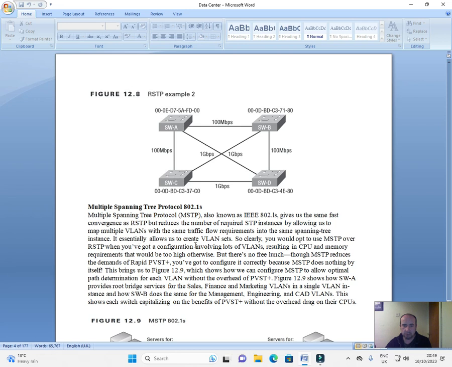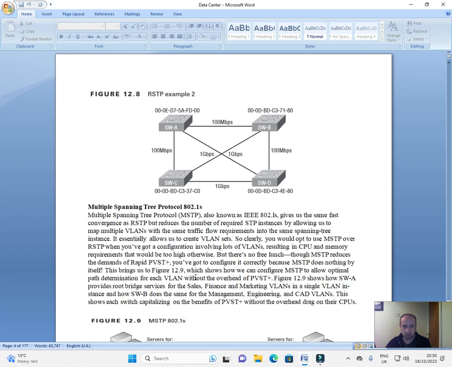It essentially allows us to create VLAN sets, so clearly you would opt to use MSTP over RSTP when you've got a configuration involving lots of VLANs, resulting in CPU and memory requirements that would be too high otherwise. But there's no free lunch. Though MSTP reduces the demand of Rapid PVST, you've got to configure it correctly because MSTP does nothing by itself.